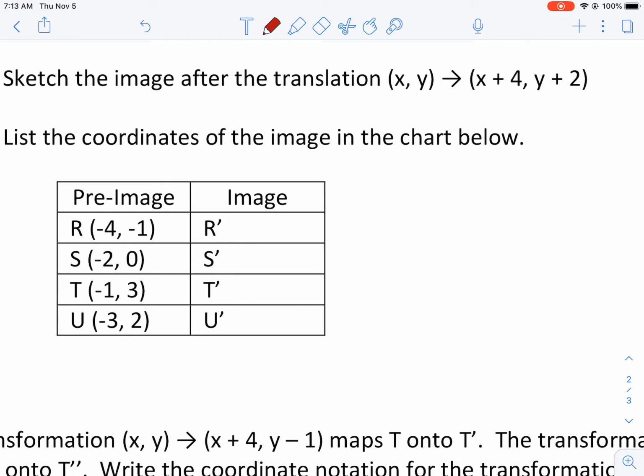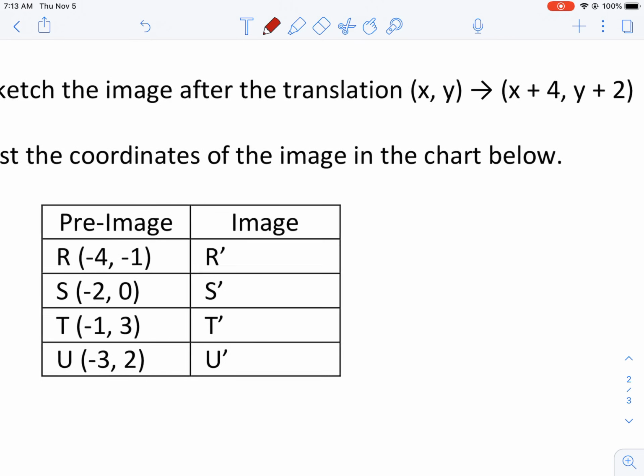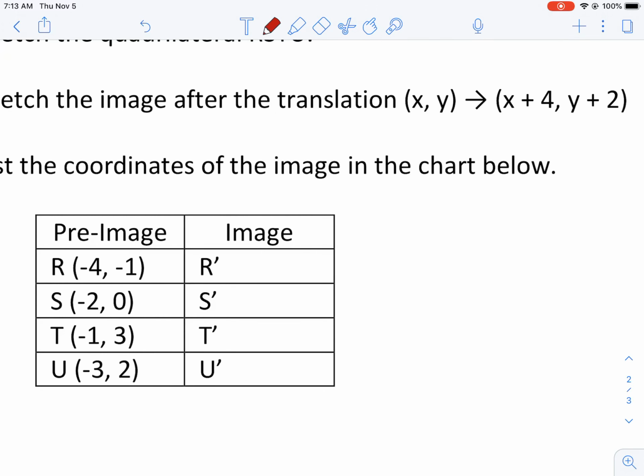So all we're doing is adding 4 to all the x values and adding 2 to all the y values. So if we look at R, -4 plus 4, that's 0. -1 plus 2, that's 1. S, -2 plus 4 is 2. 0 plus 2 is 2. T, -1 plus 4 is 3. 3 plus 2 is 5. And U, -3 plus 4 is 1. And 2 plus 2 is 4. So those would be all our new images.